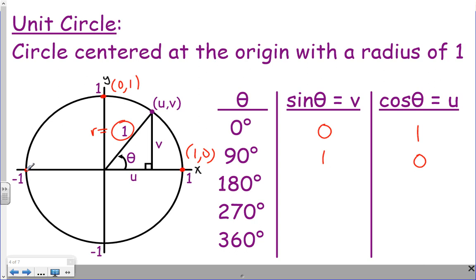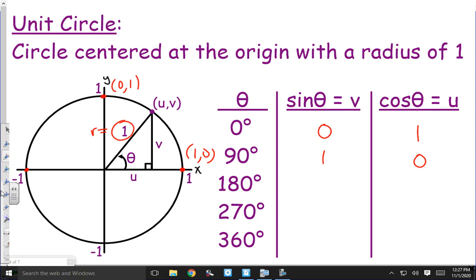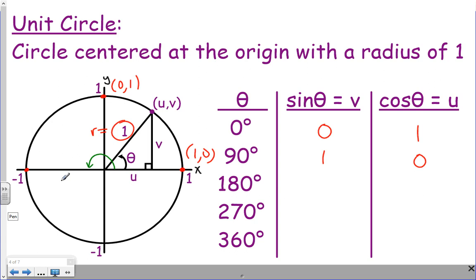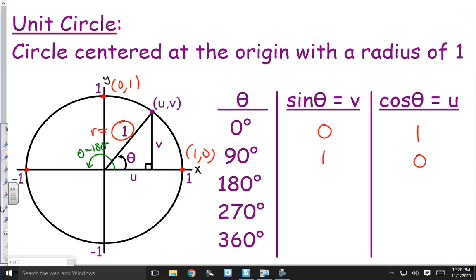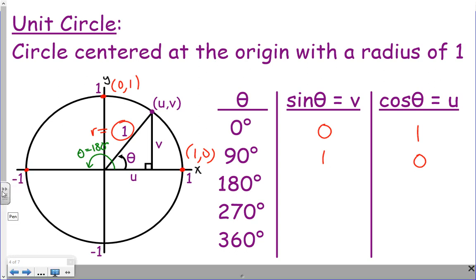And continuing around, when we get to this point right here, this is 180 degrees. Again, we're looking at this measurement right here. I'm talking about this angle right here, theta equals 180 degrees now. So this point is on the terminal side of that angle. And that would be the point at -1, 0. So since sine of theta is equal to v over r, and r here is 1, it's equal to just v, which is 0. And cosine is the u value, that's -1.